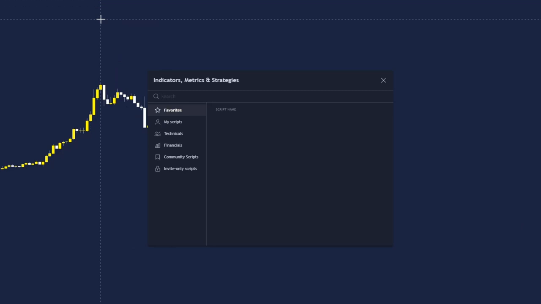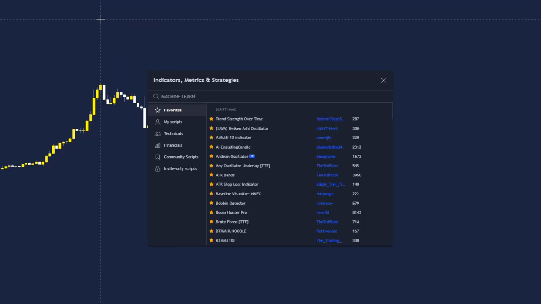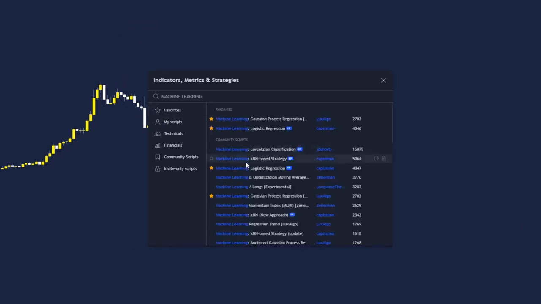Let's get back to the video. Okay, so we opened this indicator tab. Now let's search for machine learning. We are going to select the machine learning and optimization moving average indicator, this one right here. Add this to your chart.